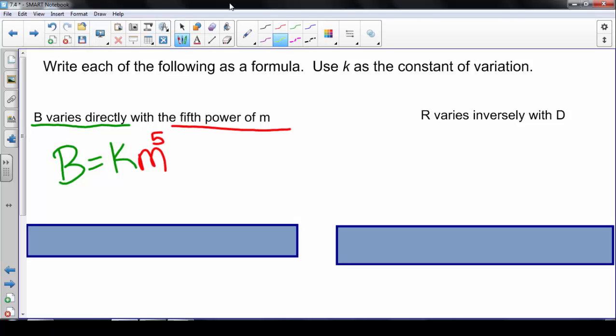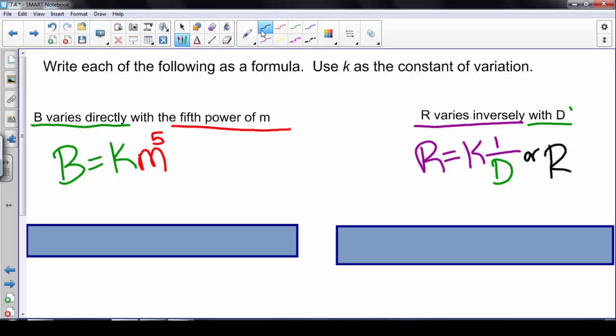So now this next one, r varies inversely with d, like that. The other way of writing this one, most people find this way easier, but you can do whichever way you like.